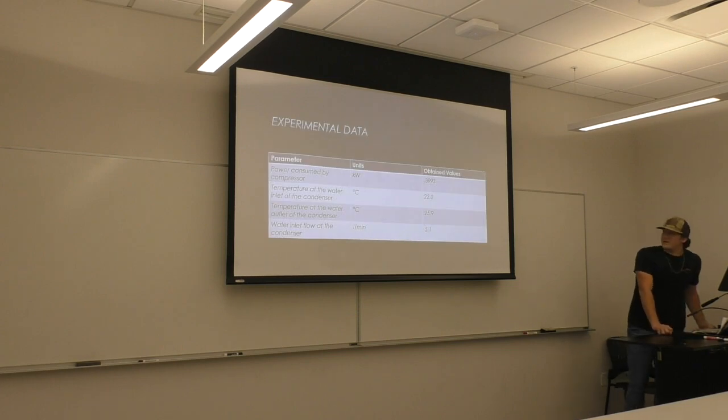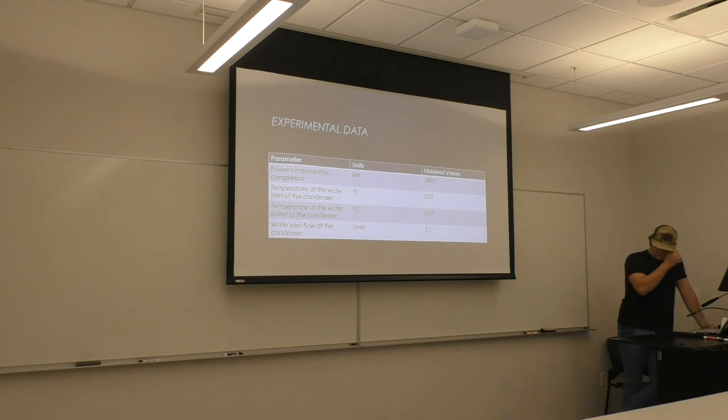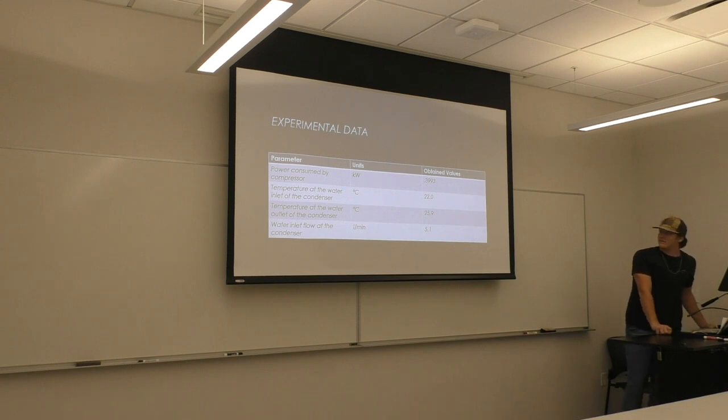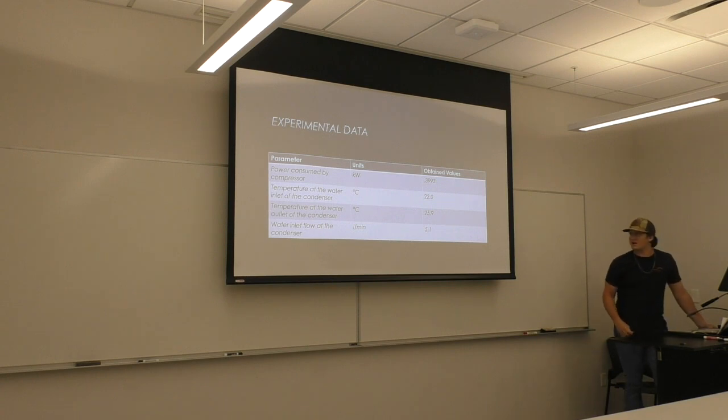Some experimental data. This was taken from the heat pump. In the beginning, we set the water inlet flow at 5.1. That was as close as we could get it to 5. The temperature of the water at the outlet of the condenser was 25.9 degrees Celsius. The temperature of the water at the inlet of the condenser was 22 degrees Celsius. And the power consumed by the compressor was 0.399 kilowatts.